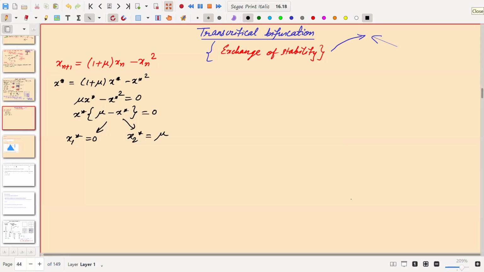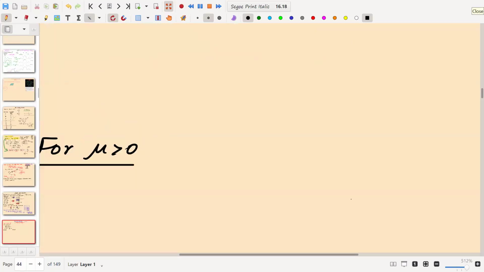Now for mu less than 0 and for mu greater than 0, we will analyze the two cases. For mu less than 0, which fixed point is stable and which fixed point is unstable? That is our task. Okay, understood the task? Good.